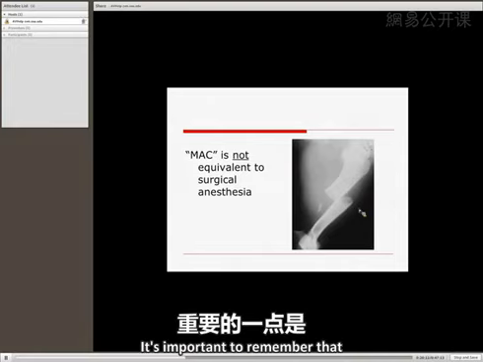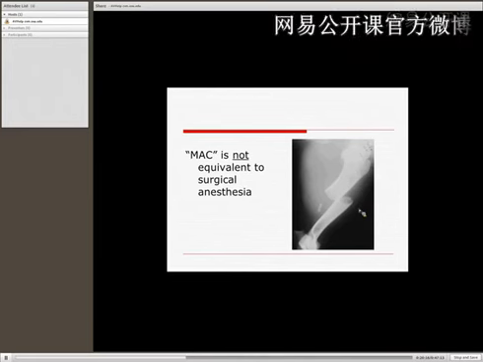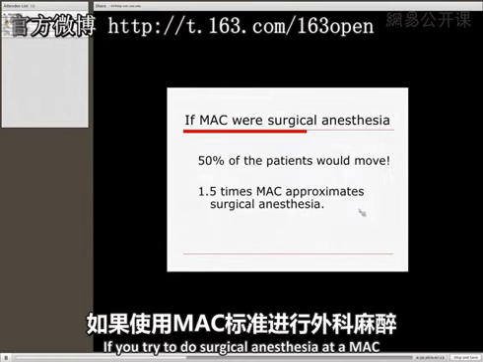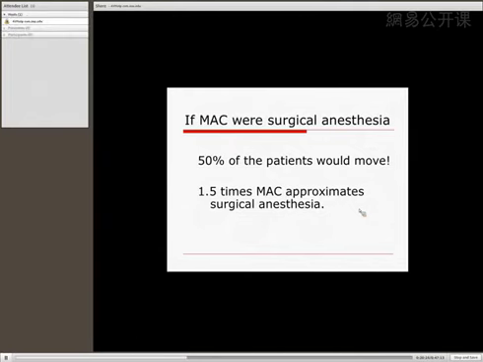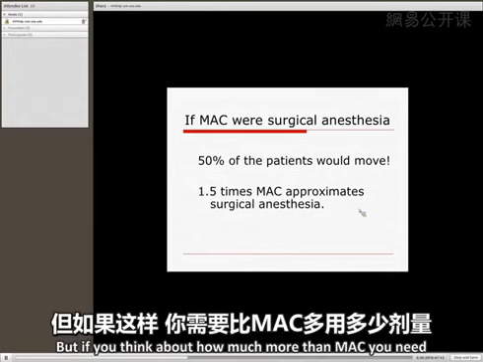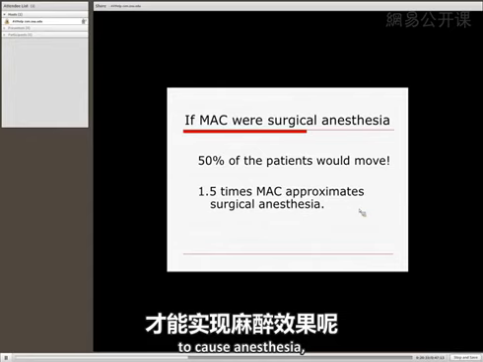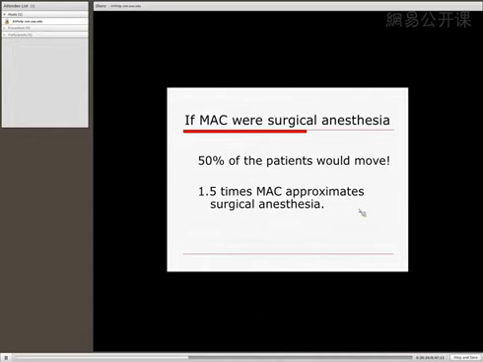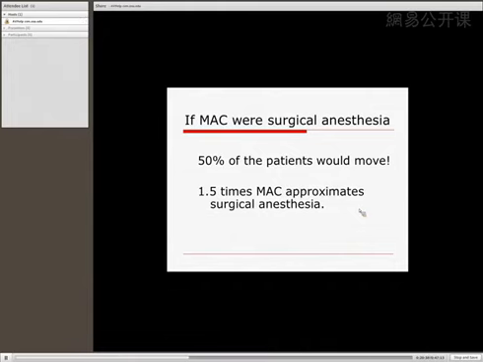It's important to remember that the minimum alveolar concentration is not surgical anesthesia. If you tried to do surgical anesthesia at a MAC level, half the patients would move. So that's not what we want, obviously. But if you think about how much more than MAC you need to cause anesthesia, it's about 1.5 times the minimum alveolar concentration that approximates surgical anesthesia in most patients.